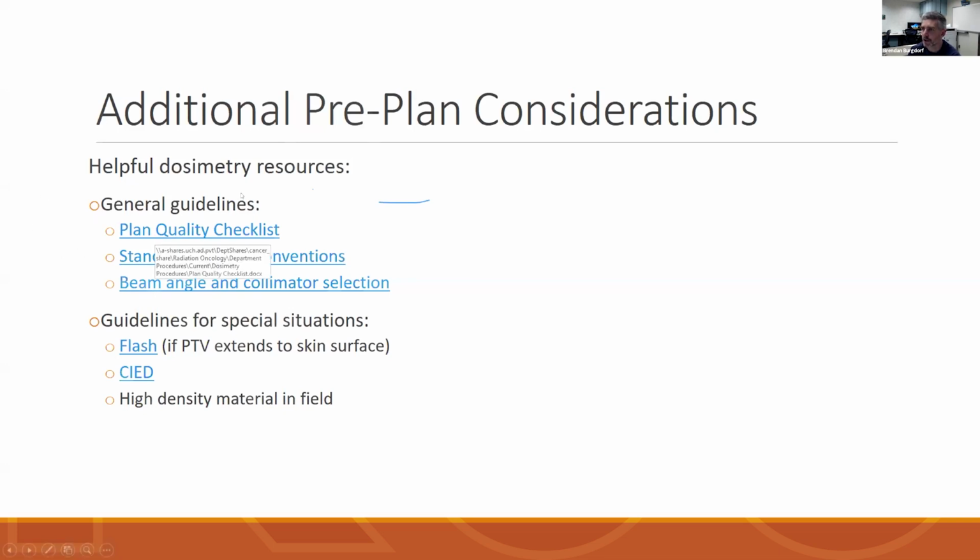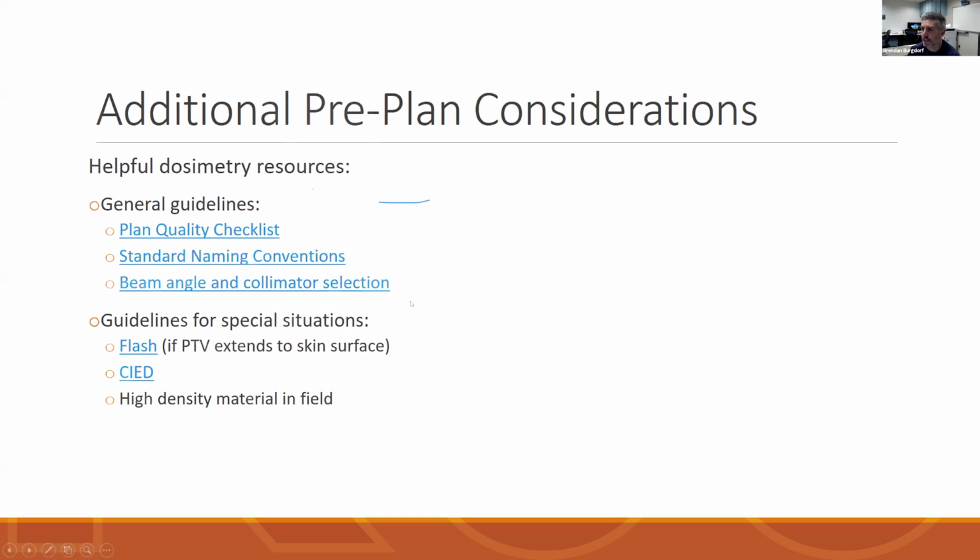So that includes a plan quality checklist, which is something we've put together for physicists and dosimetrists to evaluate the quality of a plan after it's finished. Some standard naming conventions, which is a very good practice to have. Standardization really helps improve safety and efficiency. And then beam angle and collimator selection.